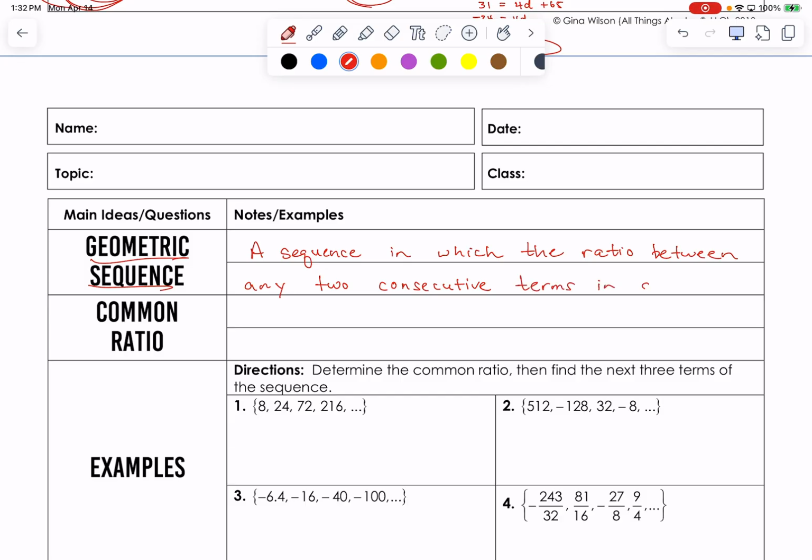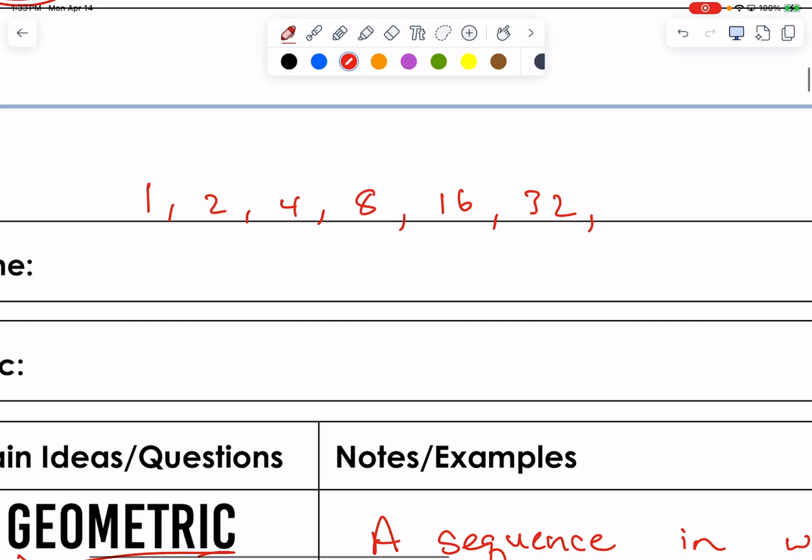And the easiest way to do this is you're going to take a term divided by its previous to figure out the common ratio. So if you have a list of terms in a sequence, the simplest one that I can give you is a sequence where it's just doubling. Watch this, everybody. 1, 2, 4, 8, 16, 32. Everybody can see the common ratio is going to be 2.